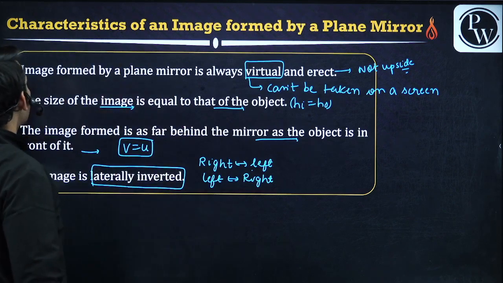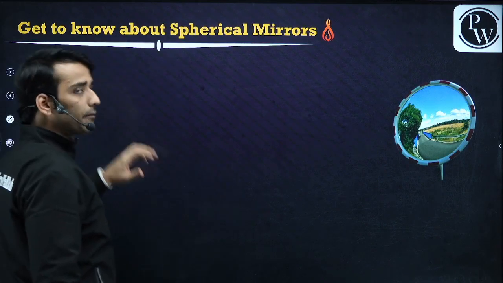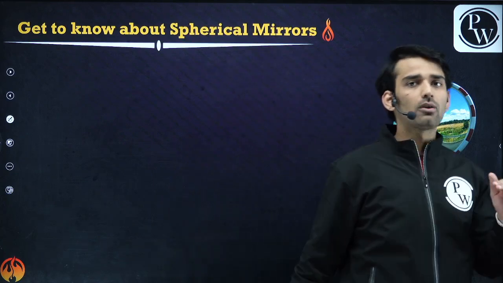Okay, guys. Then we will read about the spherical mirror. See, the plane mirror cannot magnify the image. It cannot make it diminished.